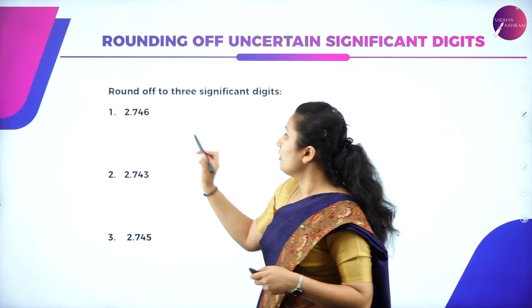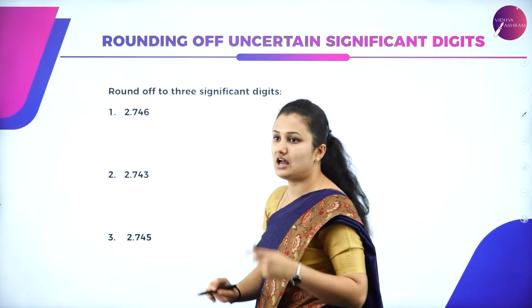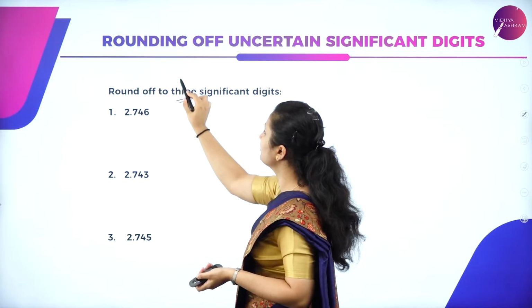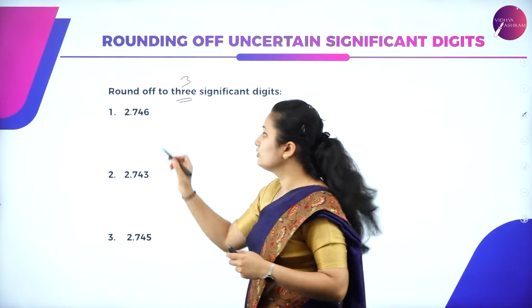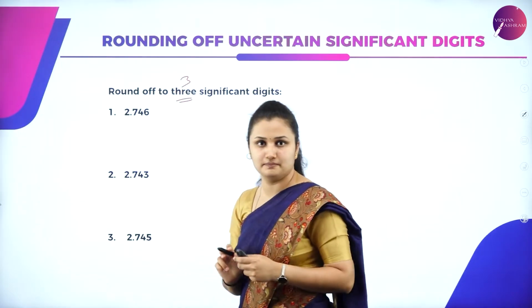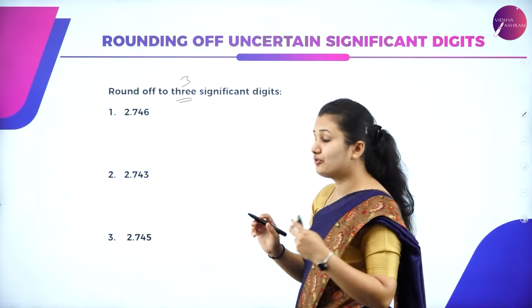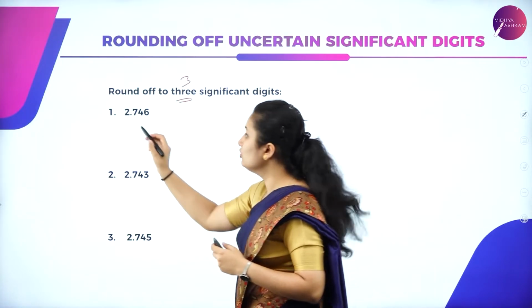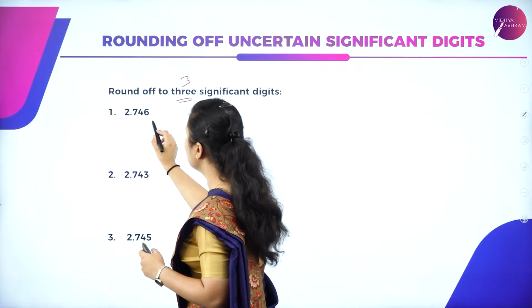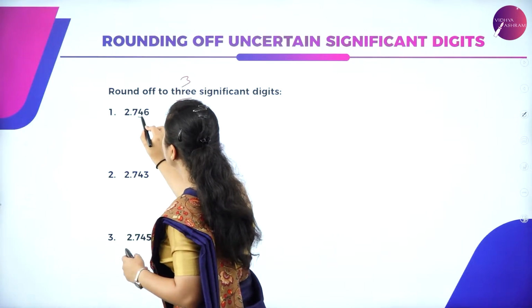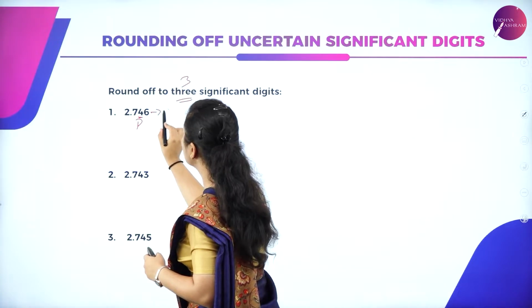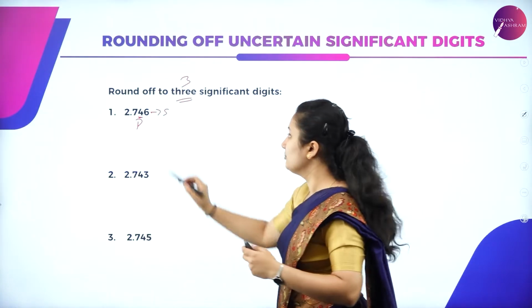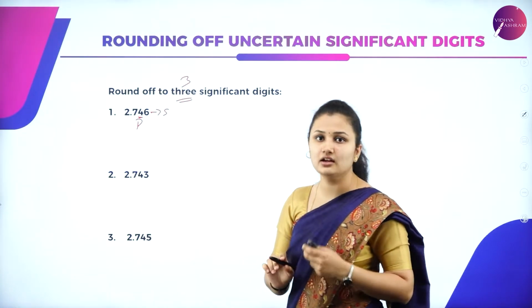So, next: round off to 3 significant figures. I have asked you a question. Now, how will you round off the figures? 2.746 is given. What rules do you follow to round off? In 2.746, this is the preceding term and this is the succeeding term.